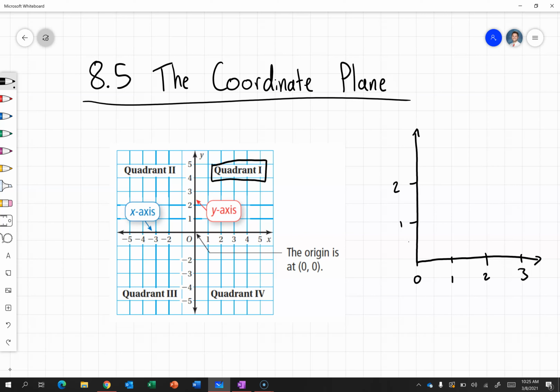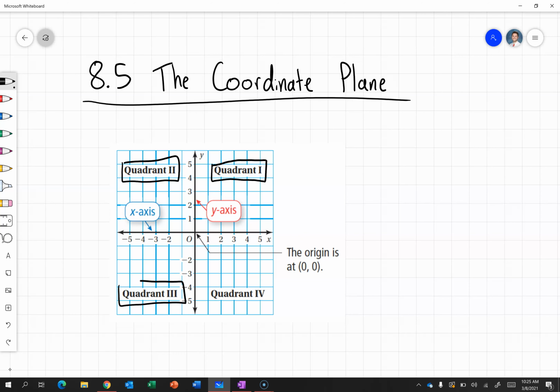But now we're actually going to be looking at the coordinate plane and all 4 quadrants. So you'll see that we've got quadrant 1 that you're used to. Then we have quadrant 2, which has negative x values but positive y values. Quadrant 3 has negative x values and negative y values. And then you have quadrant 4, which has positive x values and negative y values. And then we have our origin point right here in the middle at 0, 0.